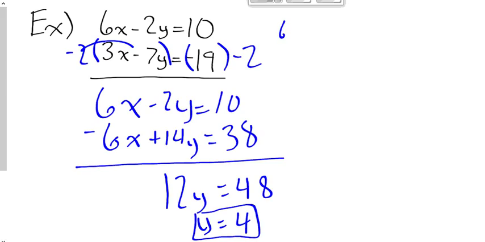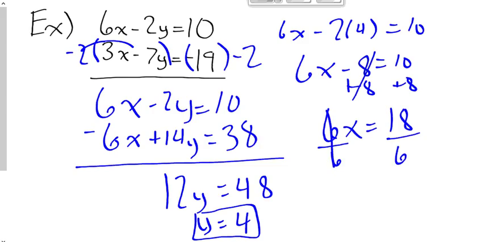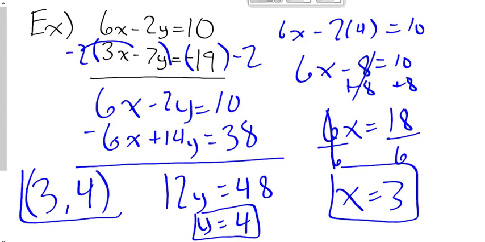So 6x minus 2 times 4, there's me plugging in y, equals 10. 6x minus 8 equals 10. If I add 8, I've got that 6x equals 18. Divide by 6, and x equals 3. So again, if you wanted to write this as an ordered pair, make sure that you list x first, that's 3. The y is 4. Another good way to show your answer.